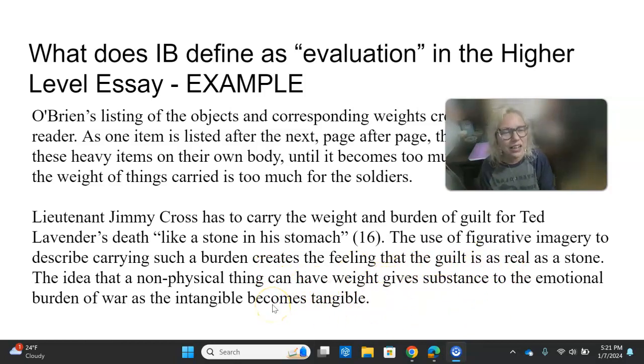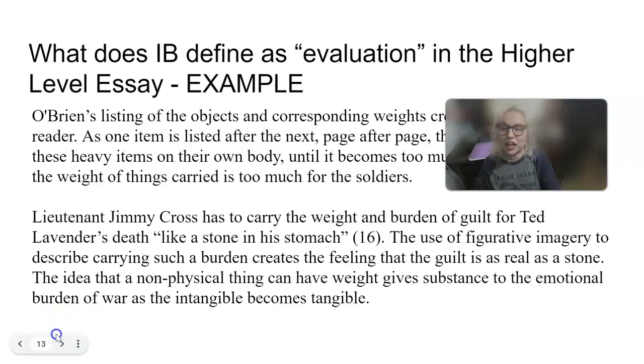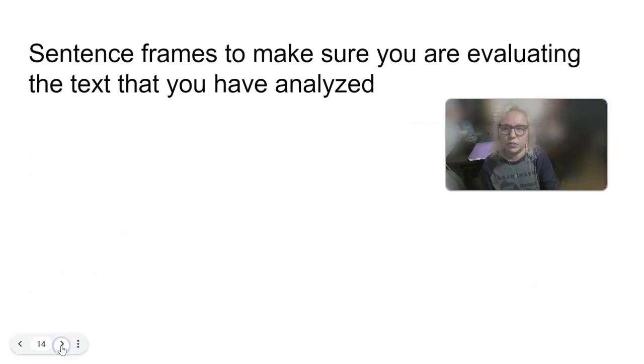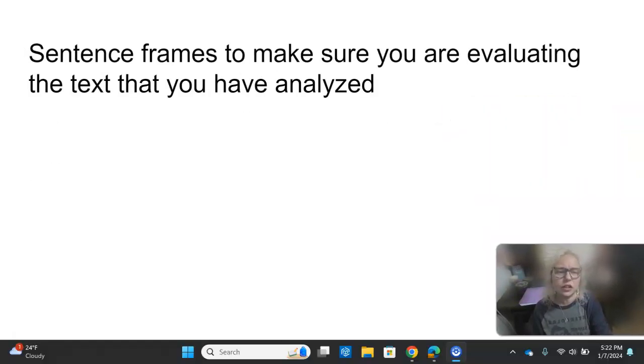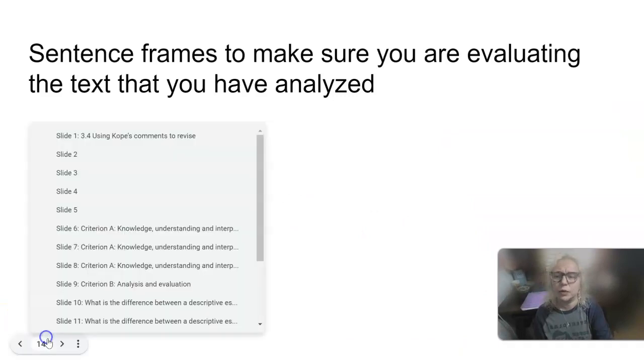All right, so not just that we feel compassion for Ted Lavender, that we understand his plight, that it's clear to the reader, but it's that we also feel the heaviness, the burden of that stone in our stomach and the uncomfortable feeling that creates. All right, so those are good examples of evaluation, guys, and that's what you want to do to score higher for criterion B. Here are some sentence frames that you could use to help you.